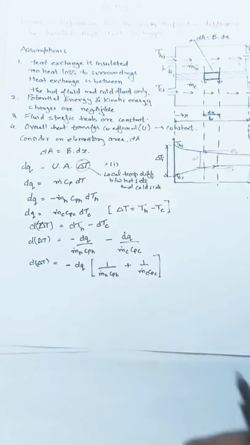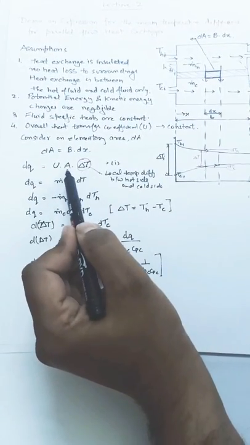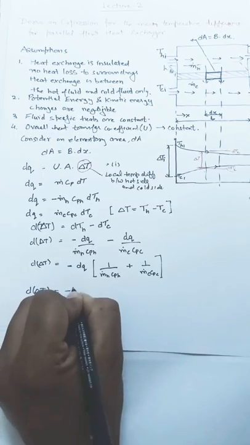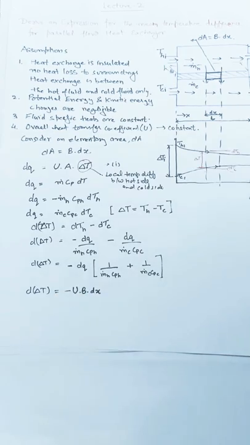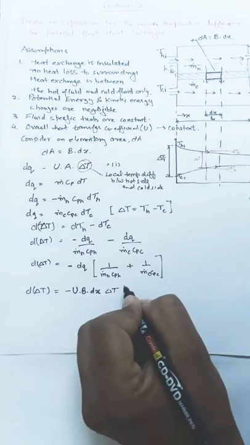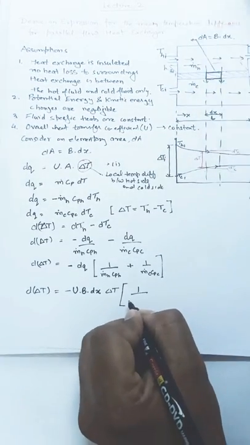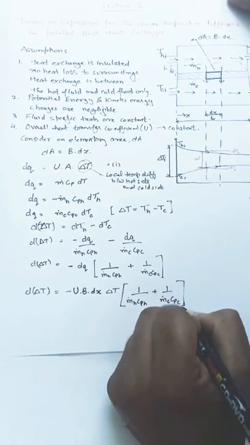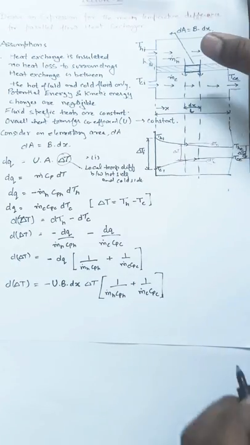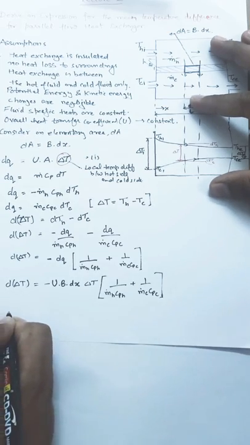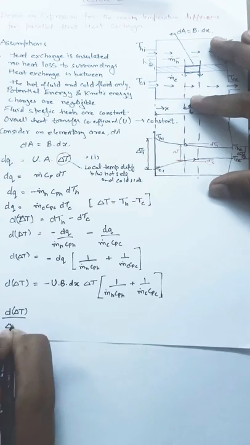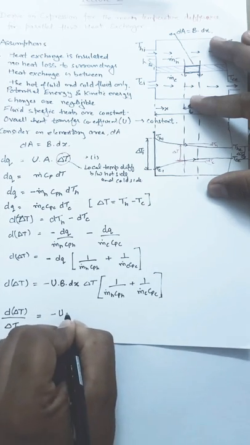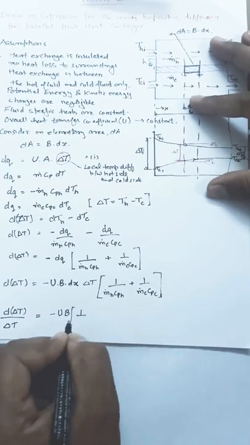Got it? And if you put the dq value, which is UA delta T, and A is what? B dx. So I can write dTh as minus U B dx, that is UA, again delta T, again the bracket starts, I'll write it as 1 upon mh cph plus 1 upon mc cpc. Now if we take delta T on this side, we can write it as d delta T upon delta T, and U is constant, right? B is constant, then these terms are also constant as per assumption.